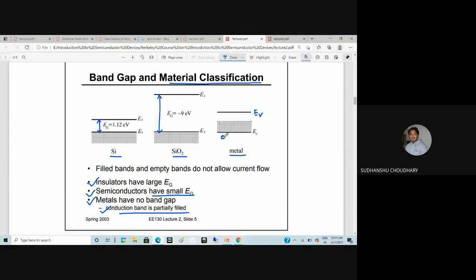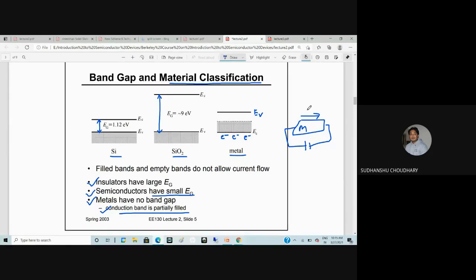So I have electrons in the conduction band. Partially filled also means I have space for these electrons to move in the conduction band. If it is completely filled, then there is no space for electrons to move, right? So if it is partially filled, then as soon as you apply a bias through this metal, which has a partially filled conduction band, the current can directly be seen at the same instant.